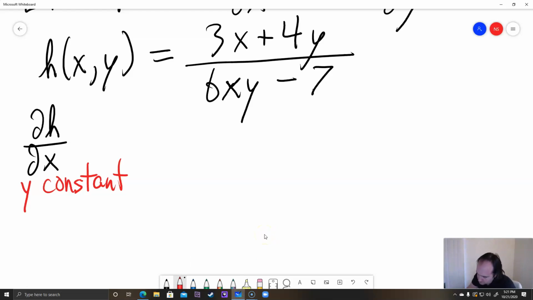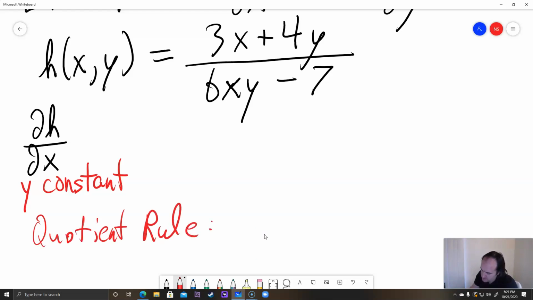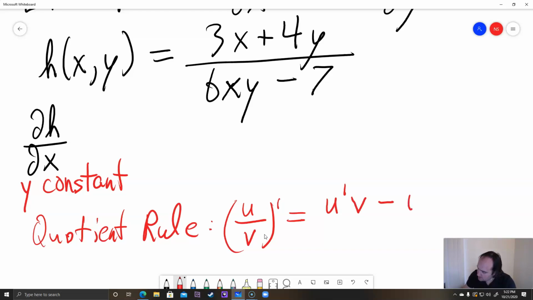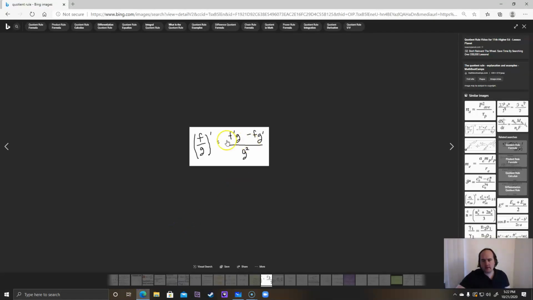So quotient rule. The way most people write it is with u and v. So it says that the derivative of u over v is equal to the derivative of the top, u prime, times the bottom, v, minus the top, u, times the derivative of the bottom, so that's v prime, all over v squared. So it's all over the bottom squared. And you can see that's the same thing as this right here. They're just using f and g. So it's the derivative of the top times the bottom minus the top times the derivative of the bottom all over the bottom squared.